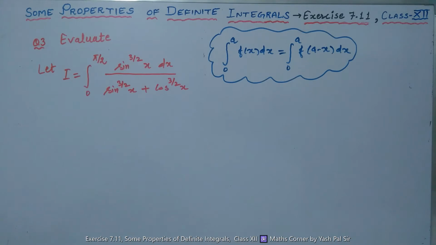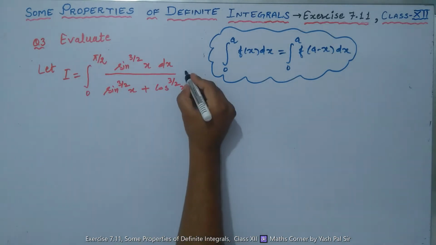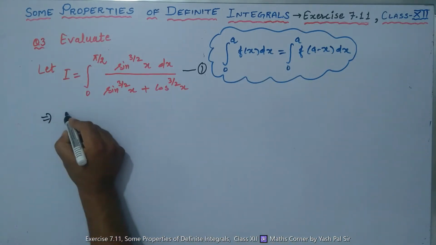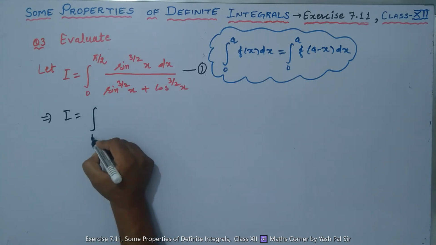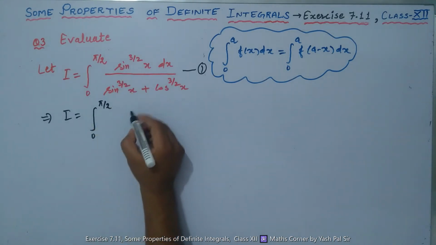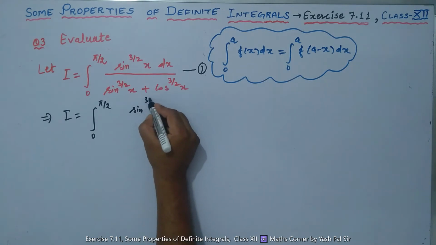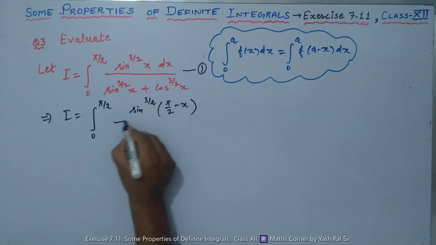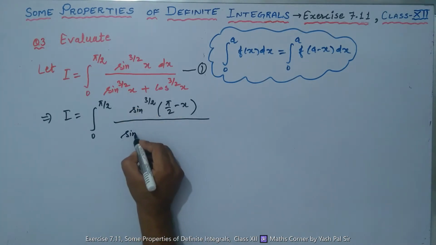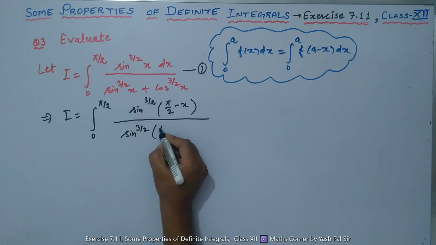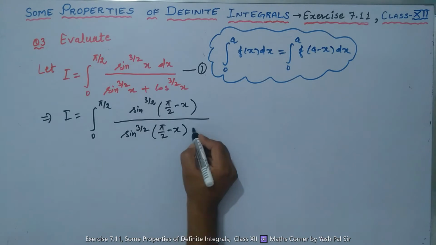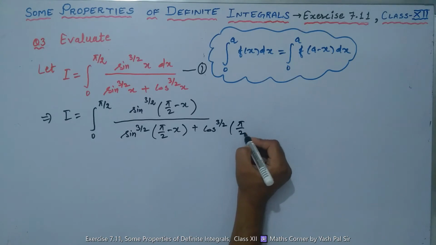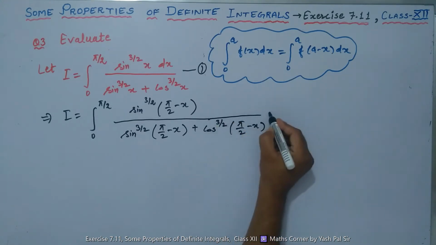So again what we do now, suppose this is equation number 1, we apply the same property. So this becomes I is equal to integral 0 to pi by 2 sine raised to power 3 by 2 of (pi by 2 minus x) whole divide sine raised to power 3 by 2 of (pi by 2 minus x) plus cos raised to power 3 by 2 of (pi by 2 minus x) into dx.